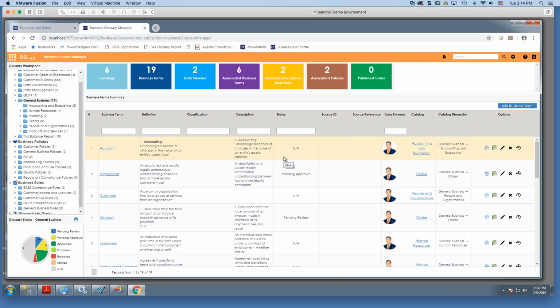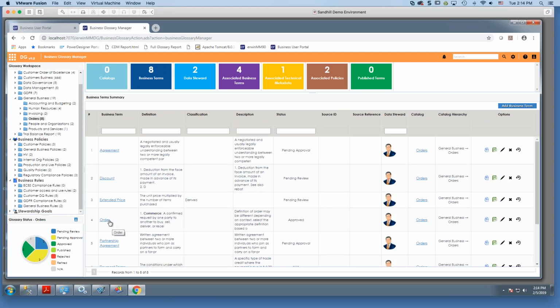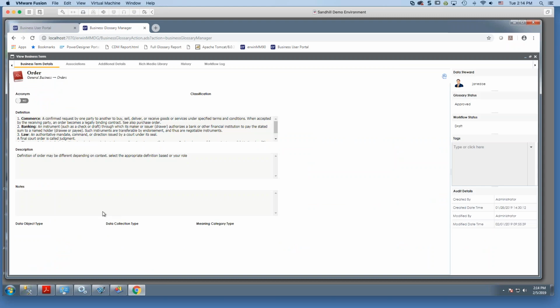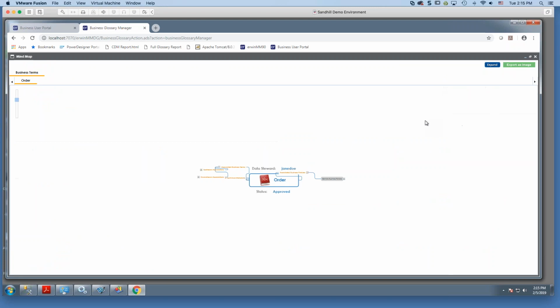The next thing we'll take a look at is the concept of relationships between the term and other things. So if we look at something, let's say in a hierarchy or a taxonomy, and let's use orders as an example here. If I go in and I click on order, there's a little icon up here which has a mind map on it. And if I click on that mind map, what I can see here is that I have got the base order concept and the data steward. So now I know who essentially is the steward for this thing called an order.